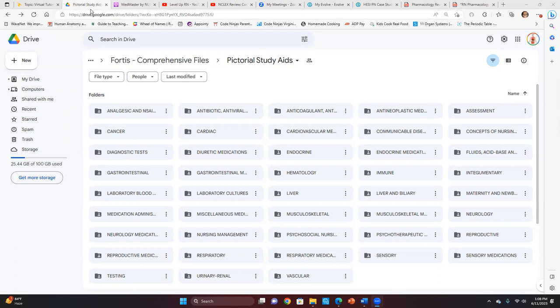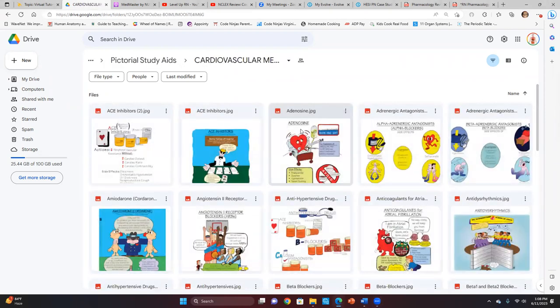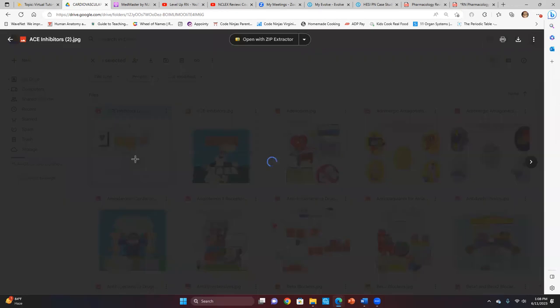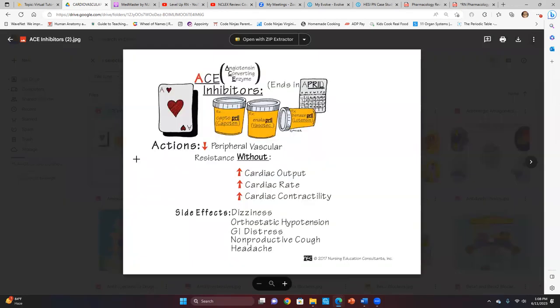So this first screen that you should be seeing is pictorial study aids. When we focus on pharmacology, each of these is broken up by system. For the medication, for example, cardiovascular medications, it has these pictorials or visual aids, which will be very helpful if you are a visual learner. So here's just an example of what you could expect to see. I have placed the link in the chat so you have access to these visual aids.